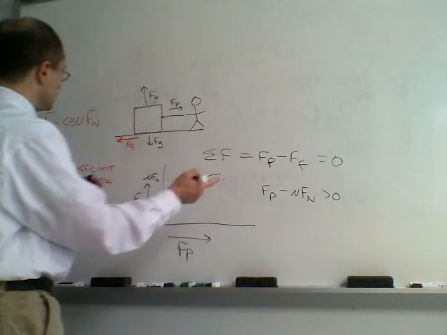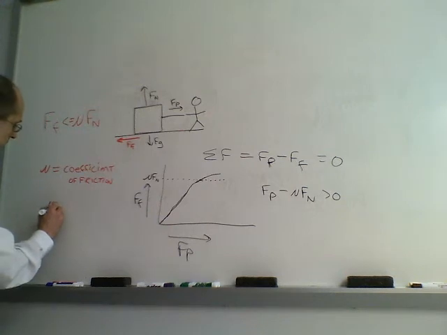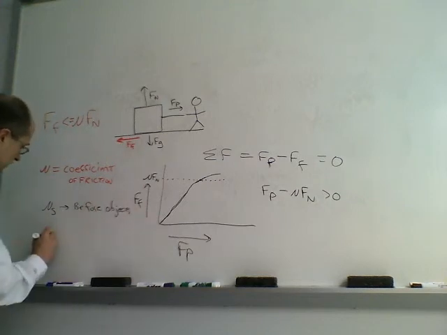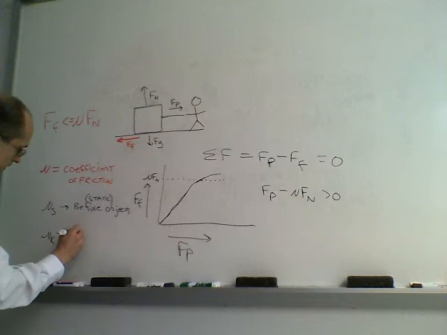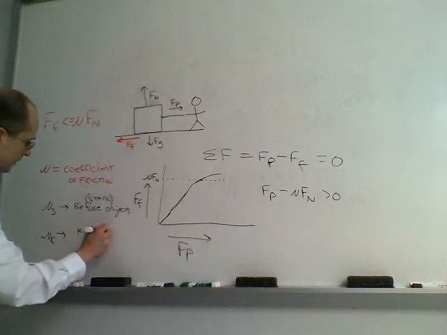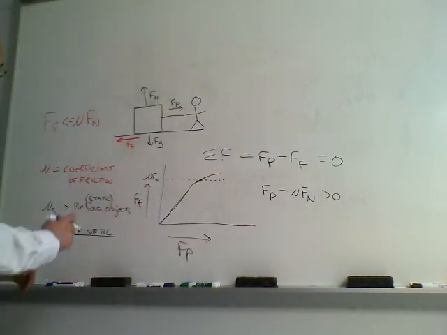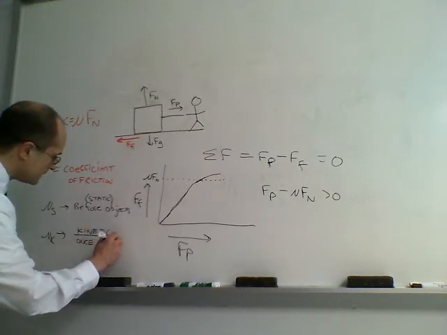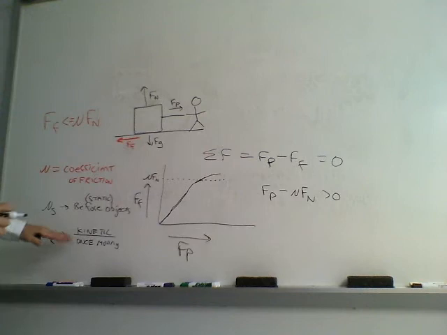Now it also turns out that there are two types of friction. There's mu static, which applies before the object moves, and there's also mu kinetic. Static is when the object is sitting there at rest, and you have to come up and push on it to get it to start moving. And kinetic is once it's moving. The kinetic friction is slightly smaller than the static friction.